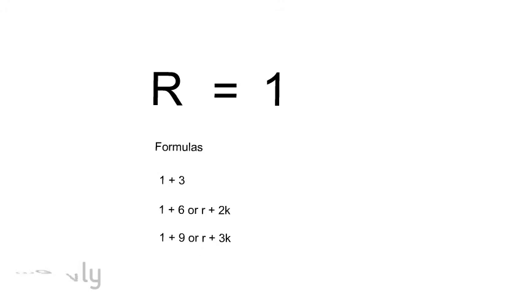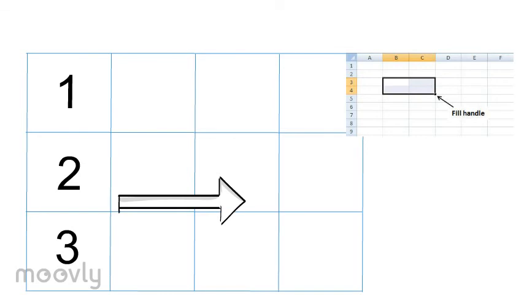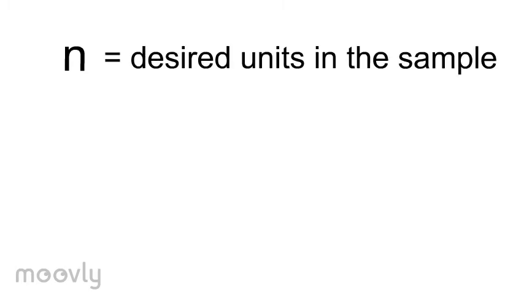Since the R in our example is 1, we use the formulas 1 plus 3, 1 plus 6 or R plus 2k, and 1 plus 9 or R plus 3k to get the remaining units. We then type the first unit in the sample, which is 1, and the next few after it in Excel, in adjacent cells, and then drag the fill handle until we have 13 cells filled, wherein 13 is equivalent to the small letter n, or the desired number of units in the sample.